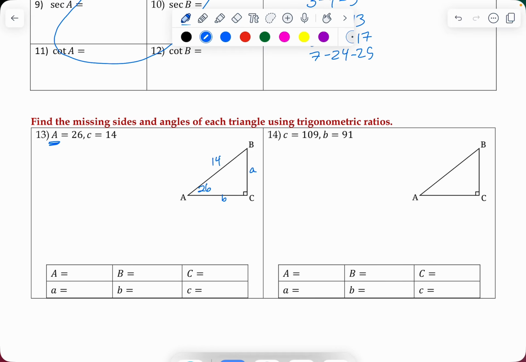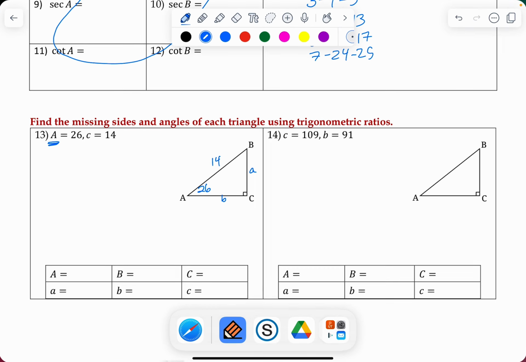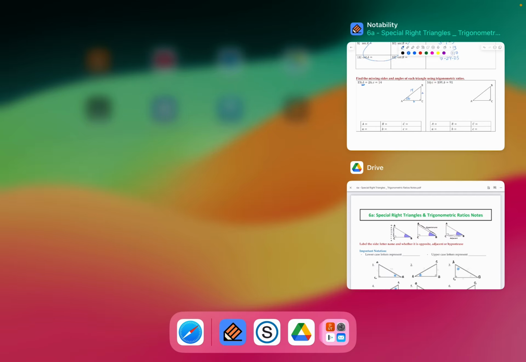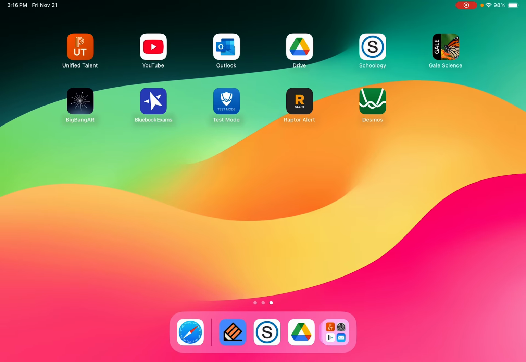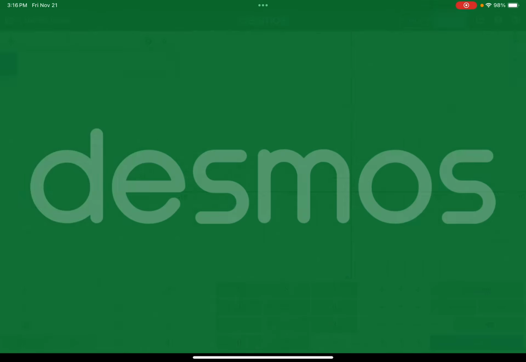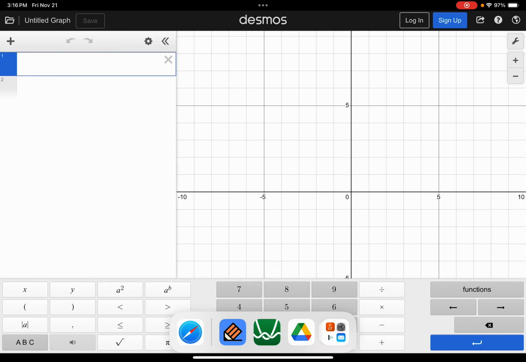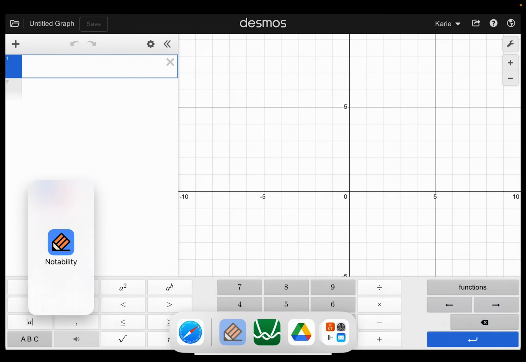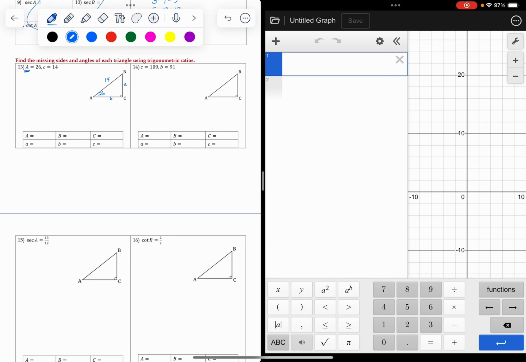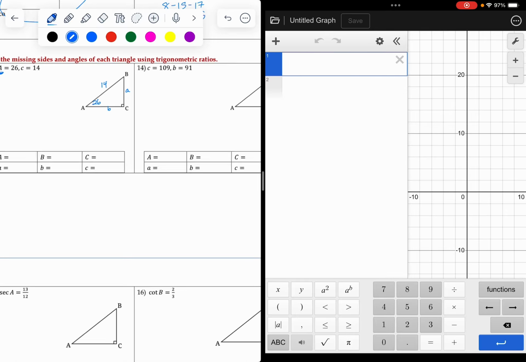Okay, so let's, what we are going to do, hang on, let me find Desmos. Where are you, Desmos? There you are. Well, that took a little bit. Okay. Well, what am I doing? You know, my kids are better at using their iPads than I am. I mean, I'm not bad, but, you know.